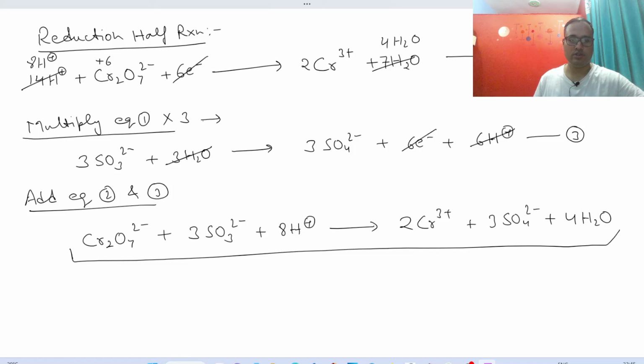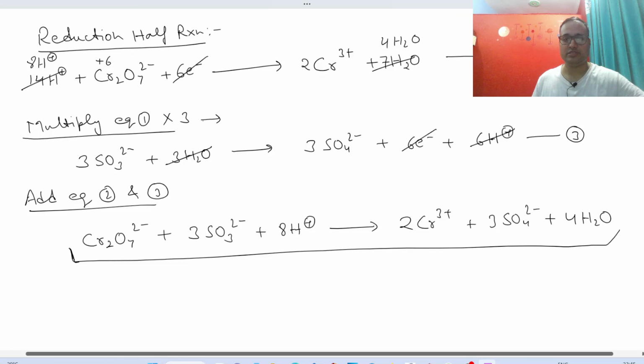Fine, this is how we balance a chemical reaction in acidic medium.